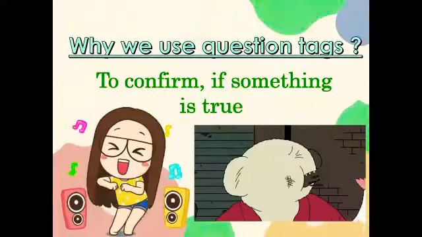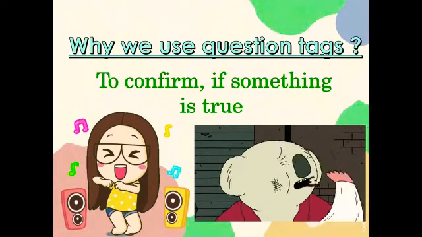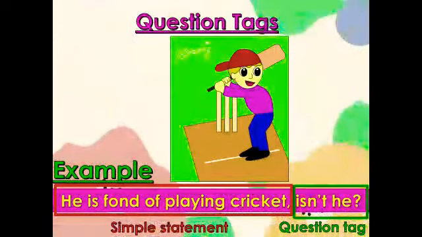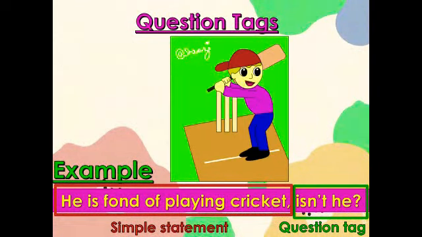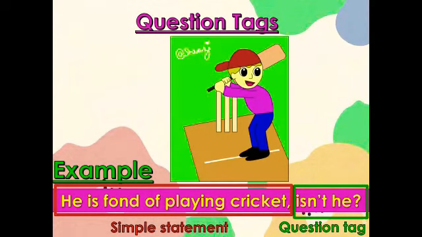So the question is, why do we use question tags? We use question tags to confirm something, to find if something is true. For example, he is fond of playing cricket, isn't he? A simple statement, and so we are confirming in this sentence by the question tag.